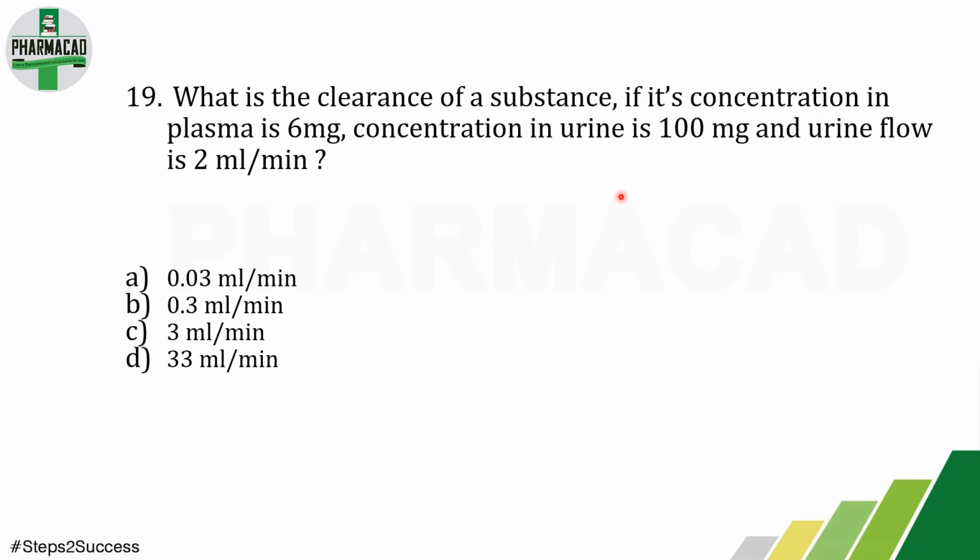Next question. What is the clearance of a substance if its concentration in plasma is 6 milligrams, its concentration in urine is 100 milligrams, and the urine flow is 2 ml per minute? So these are the options for the given question. Let's see how we calculate such problems.